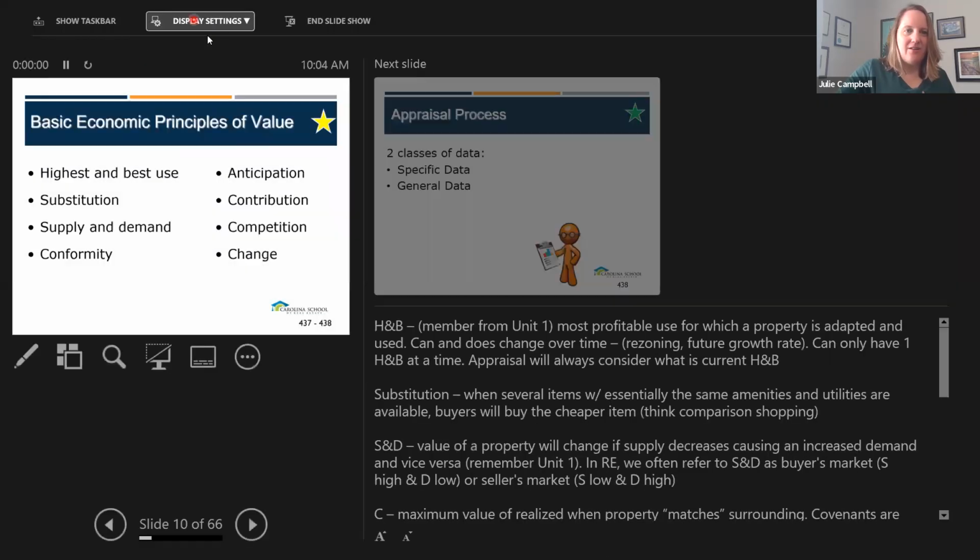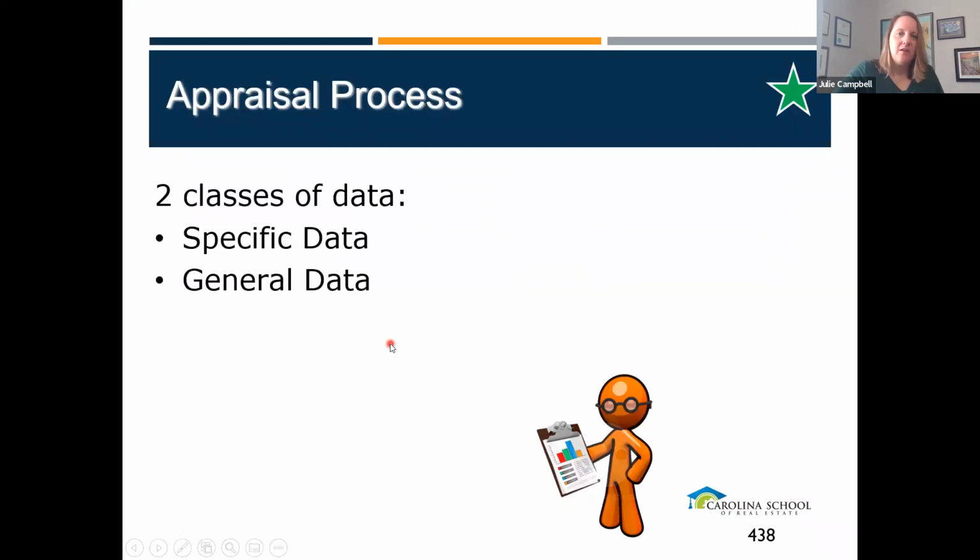Still having our appraiser's hat on, thinking like an appraiser. Starting on the bottom of page 438 over to 439, you talk about the appraisal process. There are a couple of different classes, categories of data that the appraiser studies, that they collect. Specific data is specific to the property that you're studying. Specific data specific to 123 Main Street. I want to know specifically the opinion of value of that property.